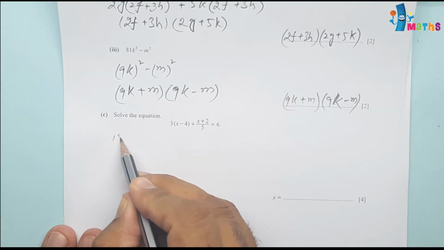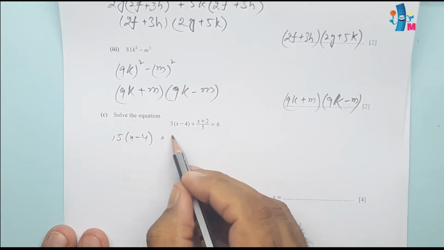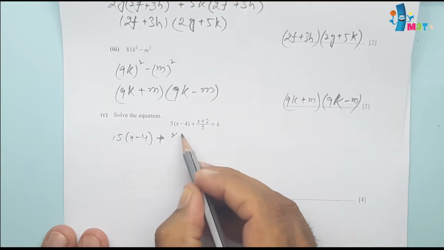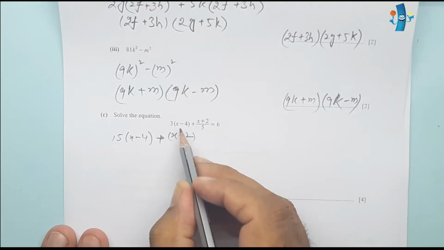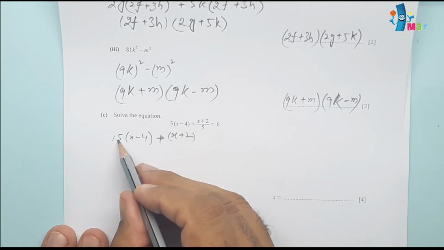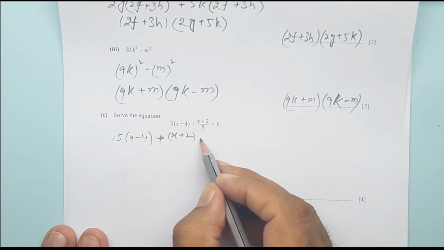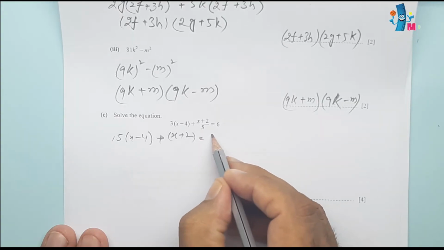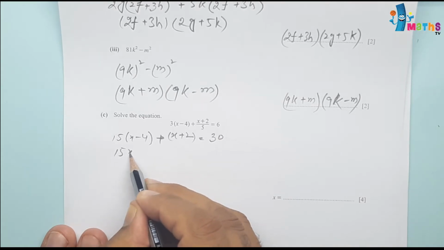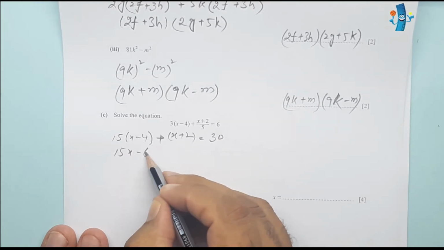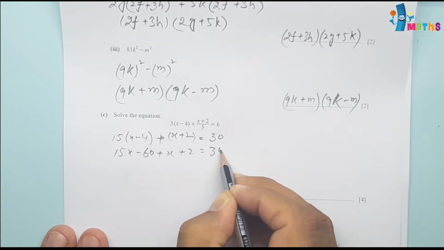So this will be 15 into x minus 4 is equal to this will be plus x plus 2. We have multiplied this part by 5, this part also by 5, so we got rid of this denominator, is equal to 5 into 6, which is 30. Now we can open the brackets. 15x minus 15 into 4 will be 60, plus x plus 2 is equal to 30.